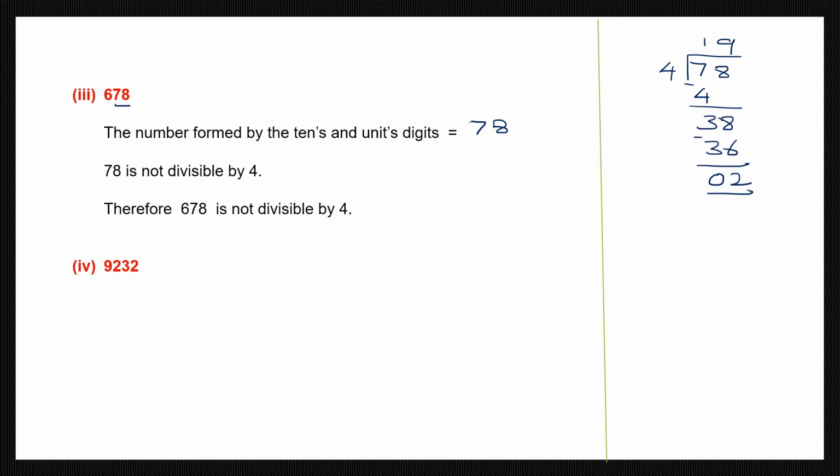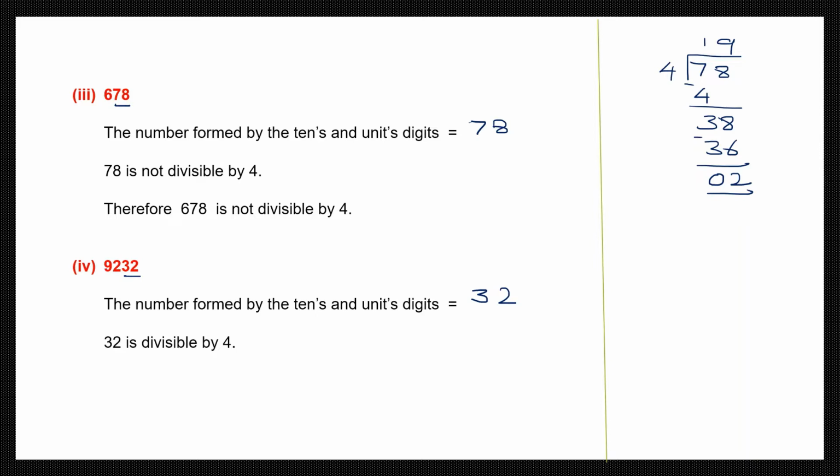Question 4. 9232. So this large number, you don't have to do division, you just have to do a simple test. The number formed by the tens and the units digits, these two, is 32. Now is 32 divisible by 4? Yes. 4 eighths are 32. 32 is divisible by 4. Therefore, 9232 is divisible by 4.